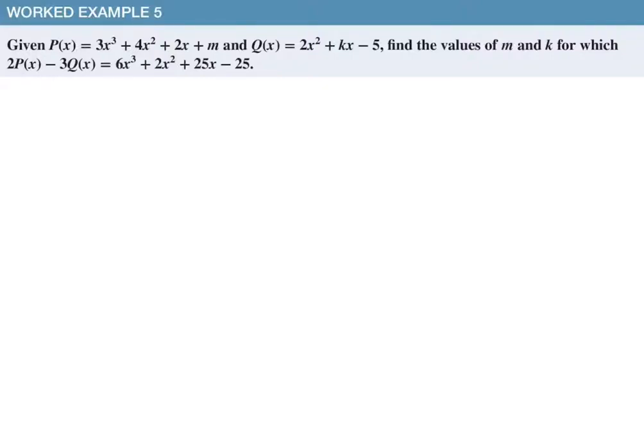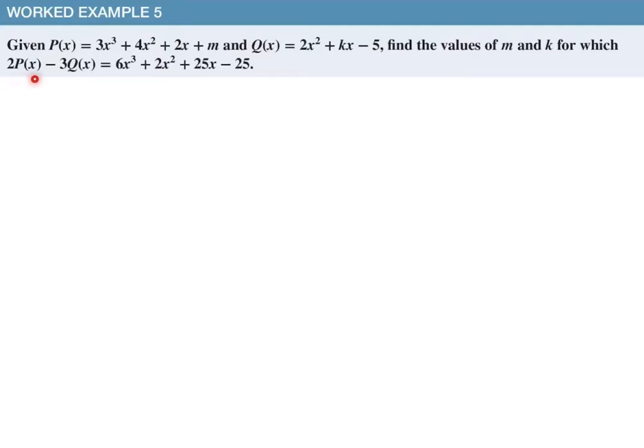In this example, we will use the fact that if I do any operations such as addition, subtraction or multiplication of two or more polynomials, that will result in yet another polynomial. In other words, given that p(x) is that and q(x) is that, find the values of m and k, so that 2p(x) take away 3q(x) equals a third polynomial.